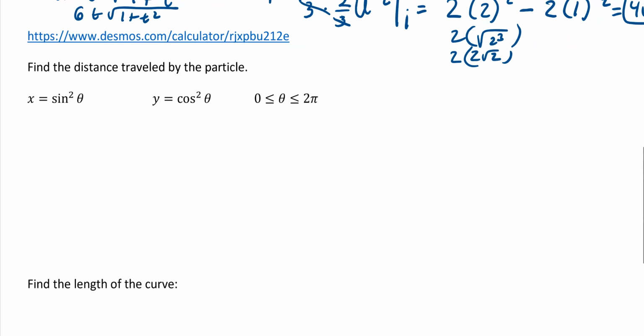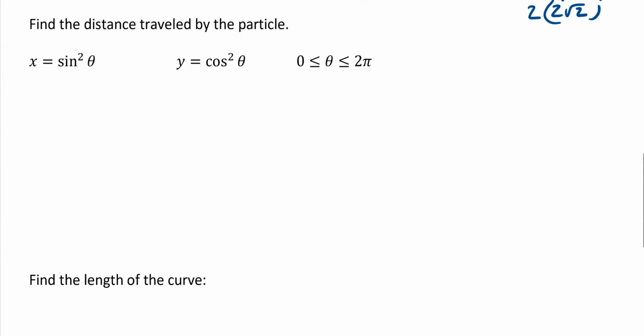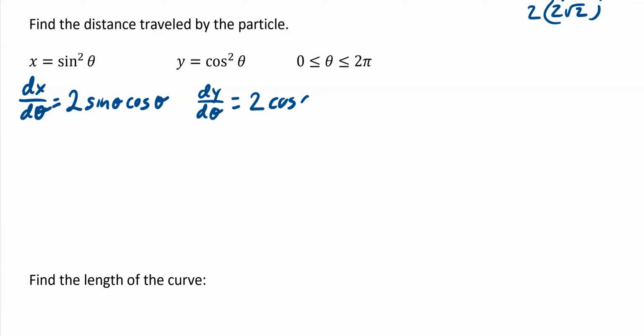So same exact thing. We're going to find our dx d theta first. So that's 2 sine theta cosine theta because it requires chain rule. And then it's d theta. All right. That's 2 cosine theta and then negative sine theta. And then now we have to square them.